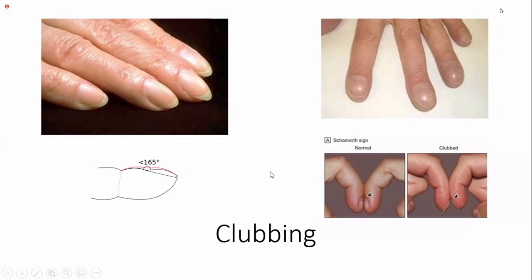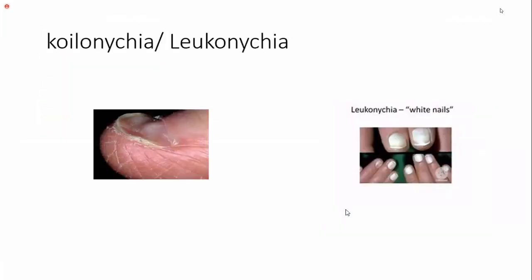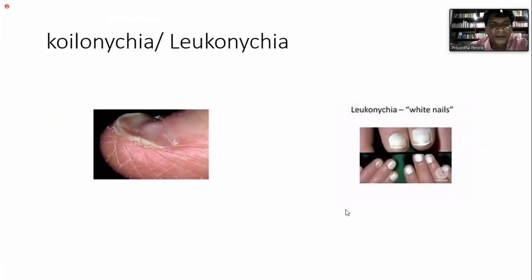And then what happens as clubbing develops, this angle is lost, right? So in a normal person, if you put your fingers together like that, there's a gap between the two.